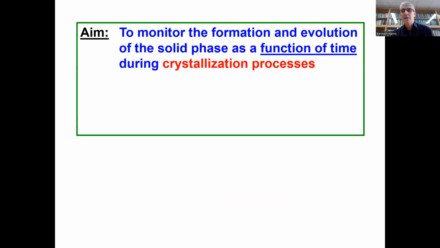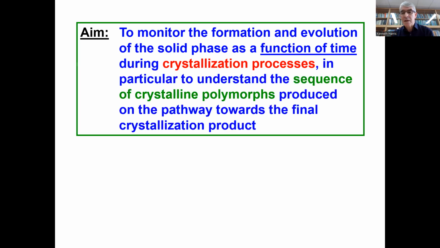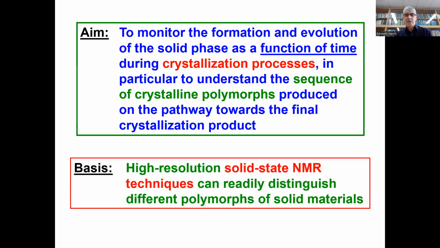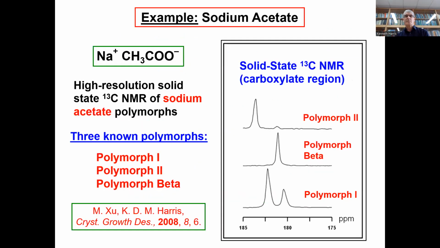We want to monitor the formation and evolution of the solid phase as a function of time during crystallization from solution, typically. And the main aim is to understand the sequence of crystalline polymorphs produced on the pathway towards the final crystallization product. Clearly, a basis for being able to use solid-state NMR in this context is the fact that solid-state NMR techniques can readily distinguish different polymorphs of solid materials.